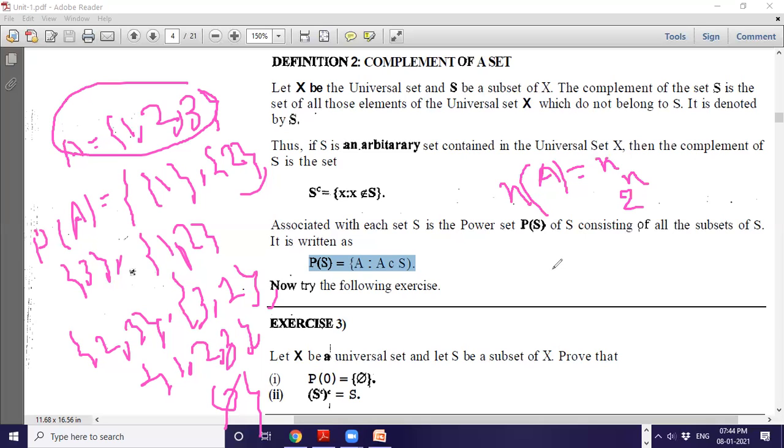So how did I calculate it? Put 3 in place of n, and you will get 2 cubed, which is 8. That's how we calculate the power set and the number of elements contained in that power set. Is this clear? I hope this is clear.